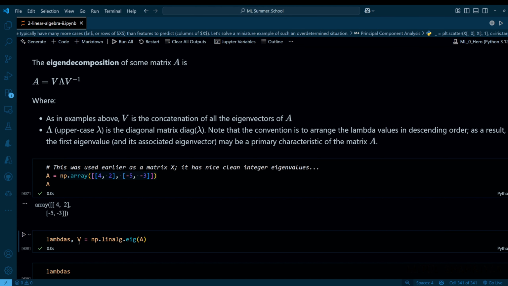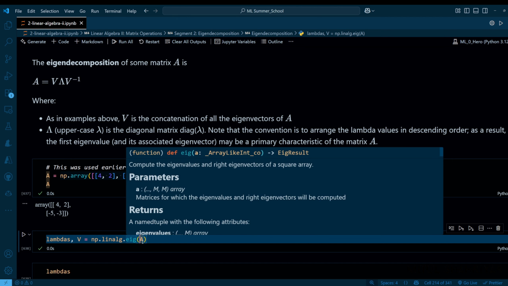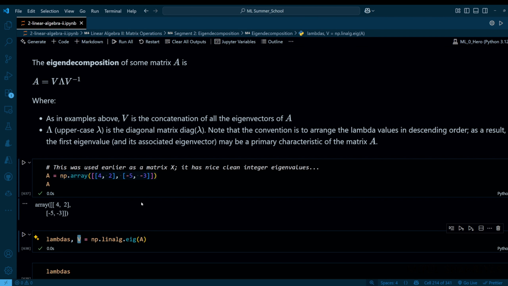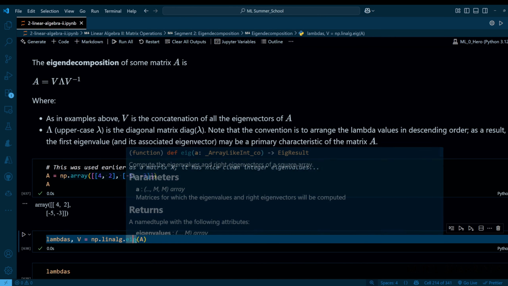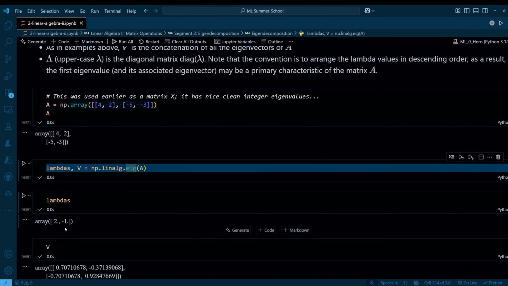Using NumPy, we can pass this matrix A through the eig function, and we get two things. One is lambdas, which we have written. This is basically our eigenvalue, and this is our v, which is the eigenvector. These are the two we can get via NumPy's eig function. Once we get that, this is what we get, which is 2, minus 1.